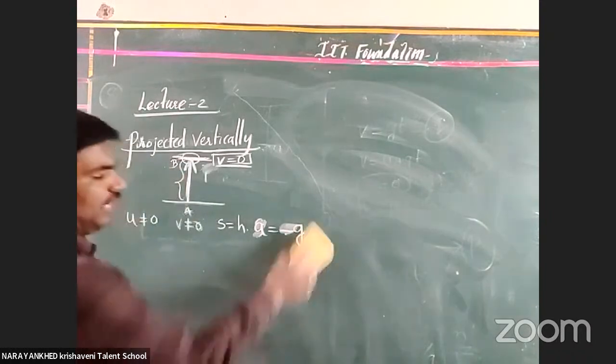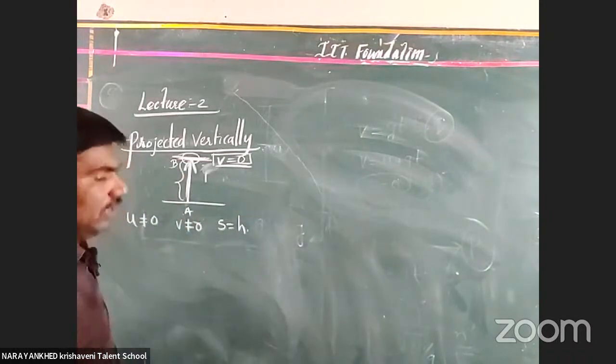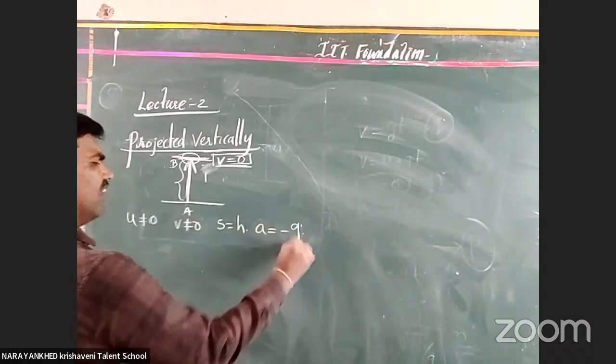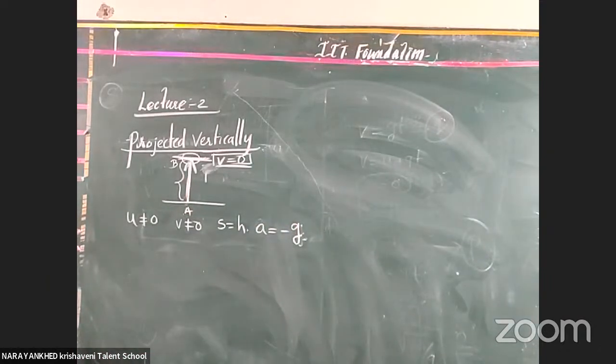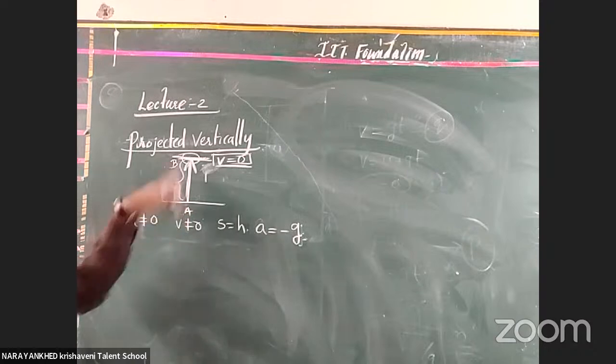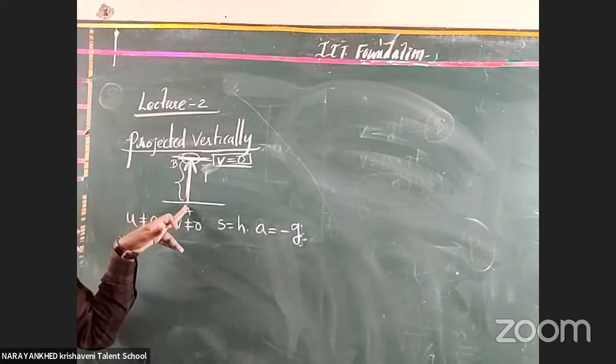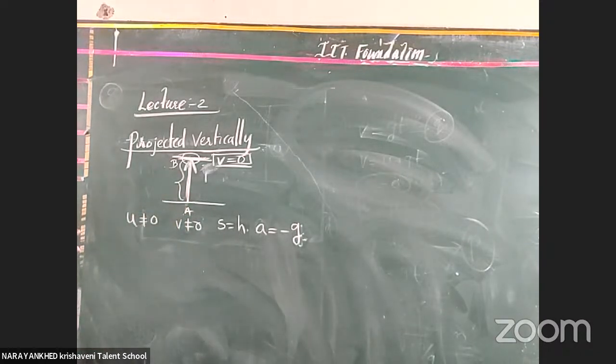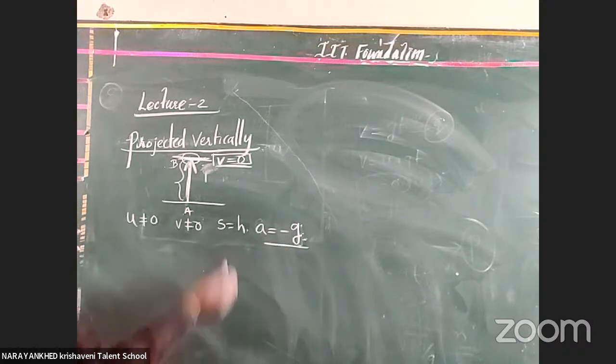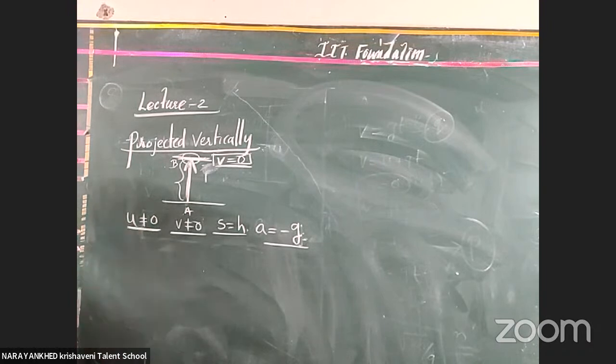Why did we write a is minus g here? It is opposite to the acceleration due to gravity. I hope you got it. And a is what here? Minus g. s is h. v is not equal to 0 and u is also not equal to 0.